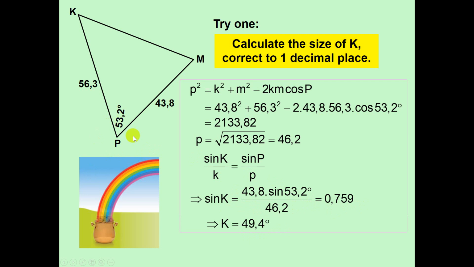So remember, for this question, we first had to use the cosine rule to find Km, which is P. And then we used the sine rule, and we cross multiplied. And we divided by 46.2. And using the shift sine, we found angle K to be 49.4.